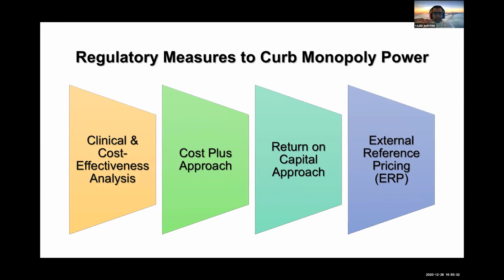So I'm not going to talk about clinical and cost effectiveness analysis, something that has been covered in previous presentations and is widely used in different entry agreements.